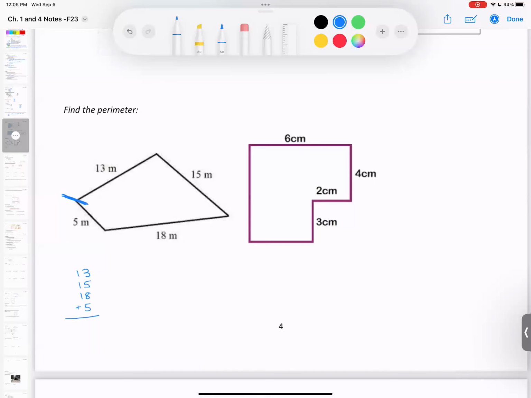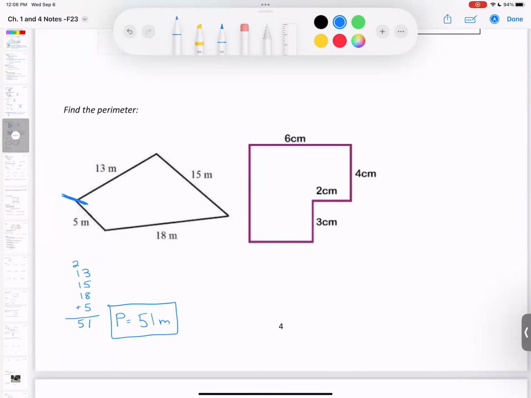And so we get 8, 16, 21. And then we've got 2, 3, 4, 5. Again, you can feel free to use a calculator on that. So we've got 51. So this would be 51 meters. I'll say perimeter, P equals 51 meters for that first one.